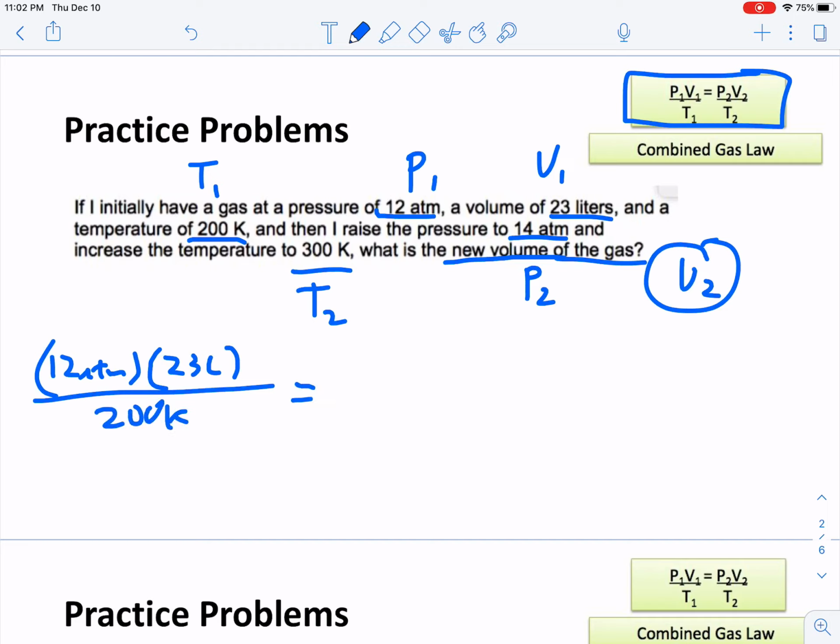And I know that is going to be equal to our second pressure, which is 14 atmospheres. And again, those units match, so we're good to go there. Our second volume is what we don't know. And our second temperature was 300 Kelvin.